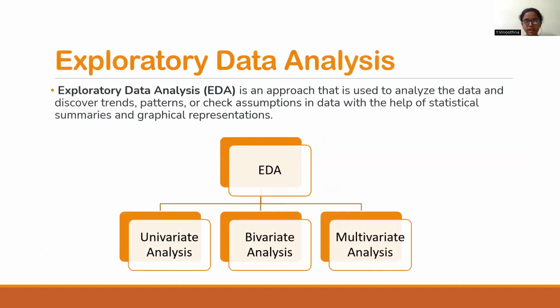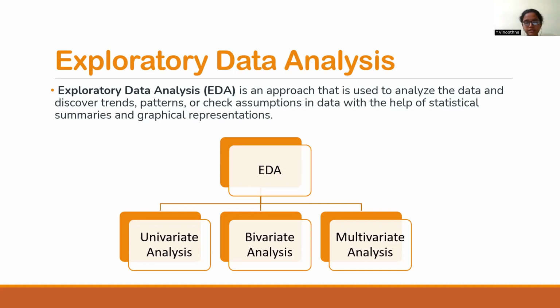And coming to the exploratory data analysis, in short form, we call it EDA. EDA is an approach that is used to analyze the data and discover trends, patterns, and errors in the data with the help of statistical analysis and graphical representations. And this EDA is of 3 types. It depends on the data sets and the number of features the dataset has. EDA is of 3 types, which are univariate analysis, bivariate analysis, and multivariate analysis.